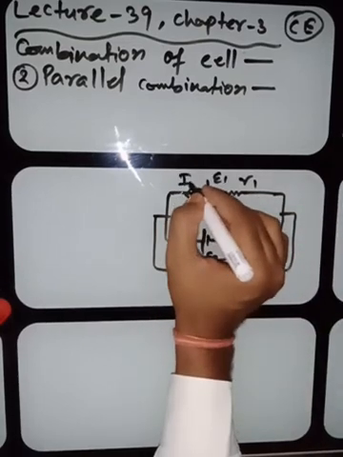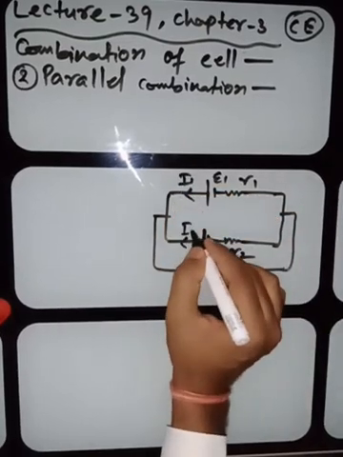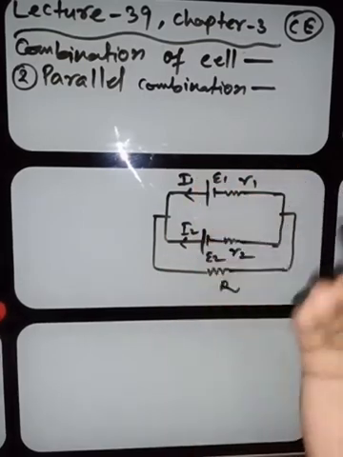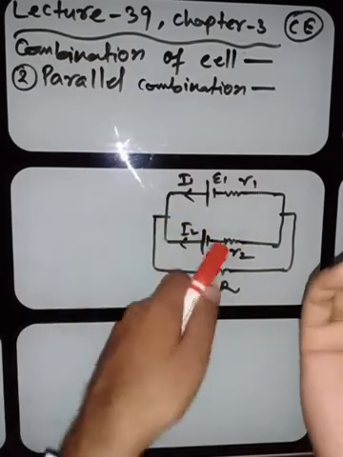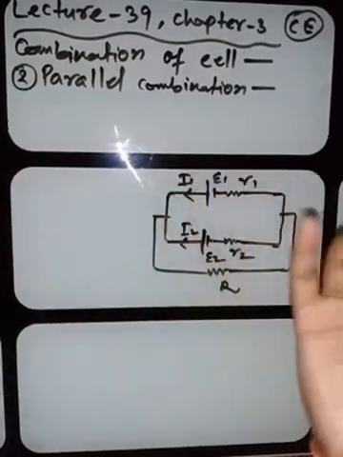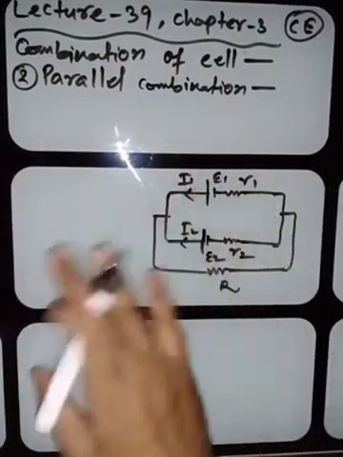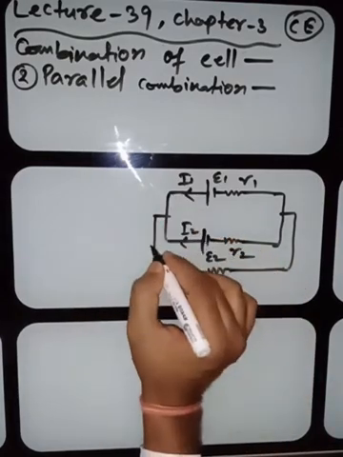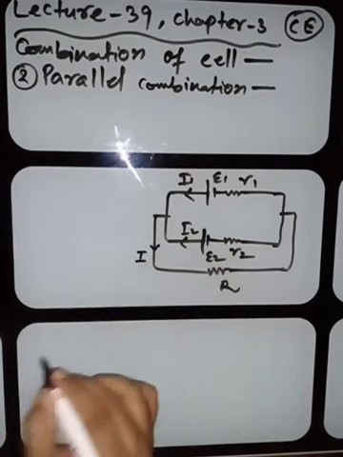This cell will deliver the current I1 and this is I2. This is the simplest way I am telling you for the derivation. Otherwise you can take only one current from one cell, or by deciding the mother cell also. This is the very simplest one. It is mentioned in your NCERT. This is I1 and this is I2, and the network will receive the total current I.